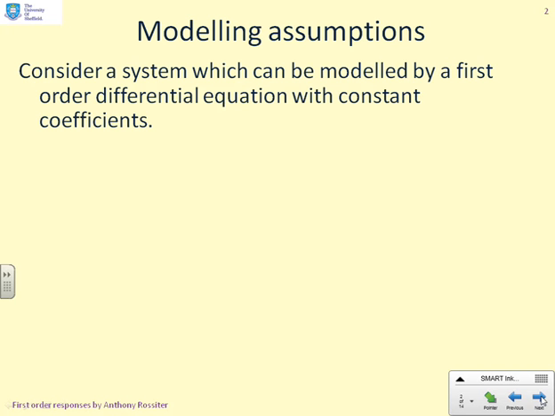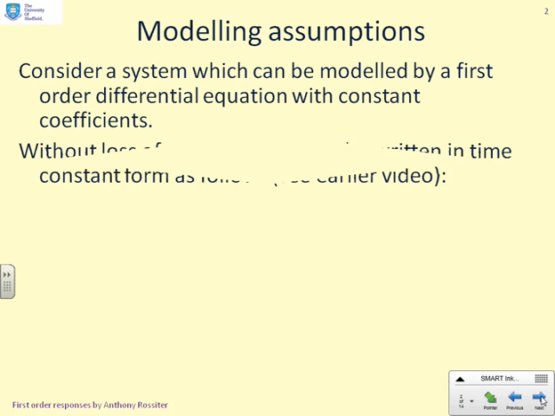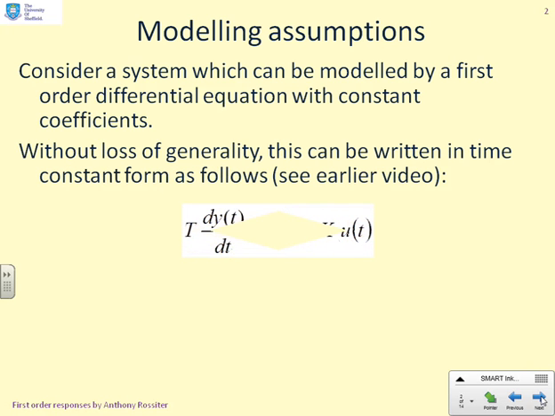We're going to consider a system which can be modelled by a first order differential equation with constant coefficients. So without loss of generality, this can be written in the following form: T dy/dt plus y of t equals K u of t. Now this was covered in the earlier videos, so we'll say no more for now.